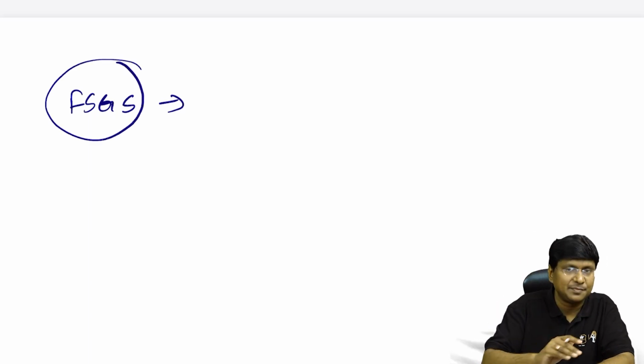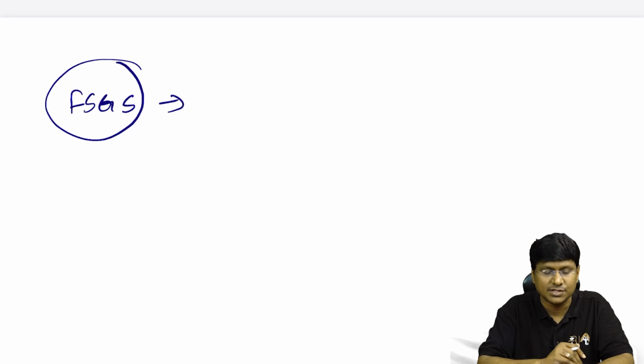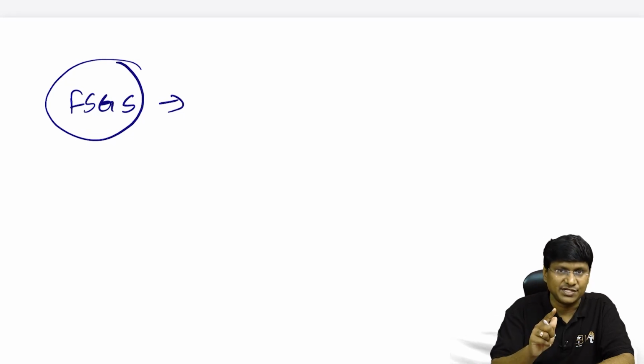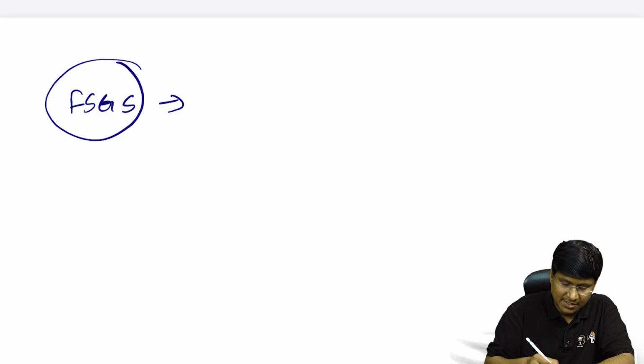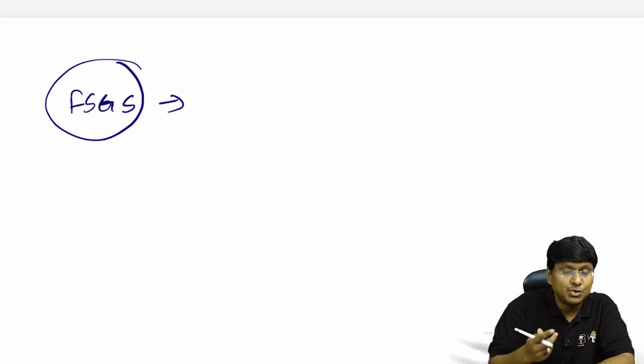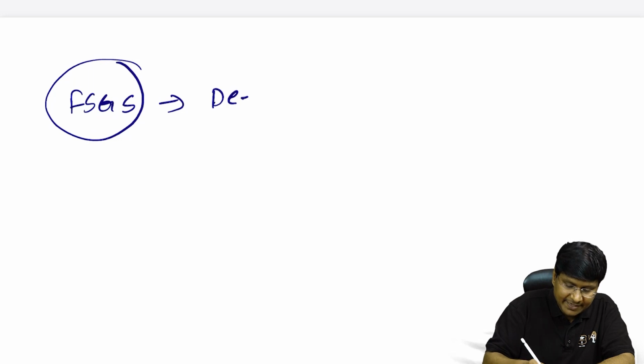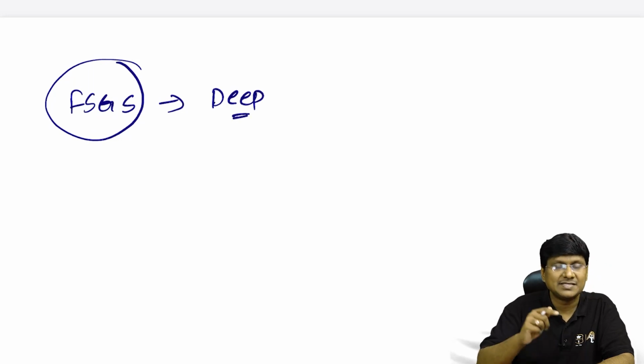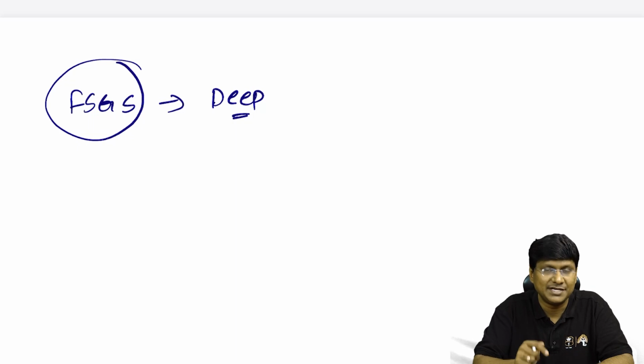And the next important point in case of FSGS is, please remember that when you do a biopsy, you have to do the biopsy from the deeper portions of the kidney, because the lesions will be there at the corticomedullary junction. That is the reason why you need to take the biopsy from the deeper portions of the kidney, right?